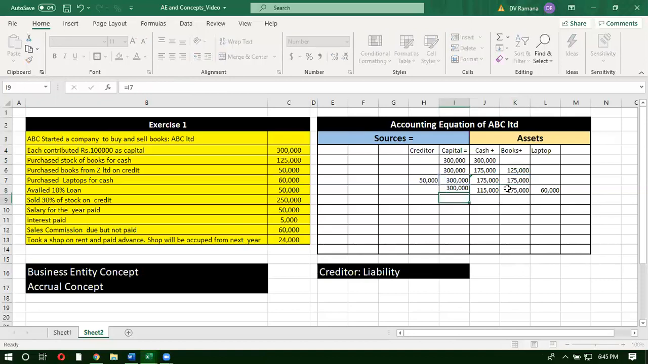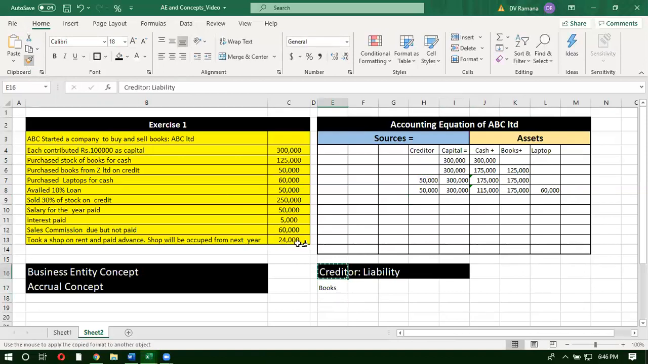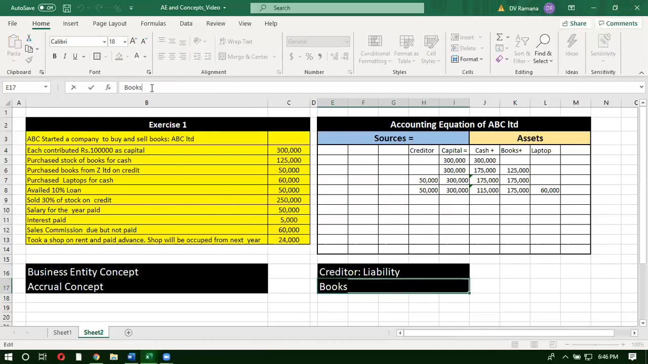No effect on the capital because of the transaction. No change in the creditor because of this transaction. However, you can observe we did not include the laptop into these books. We maintain a different identity because books are considered to be revenue goods.